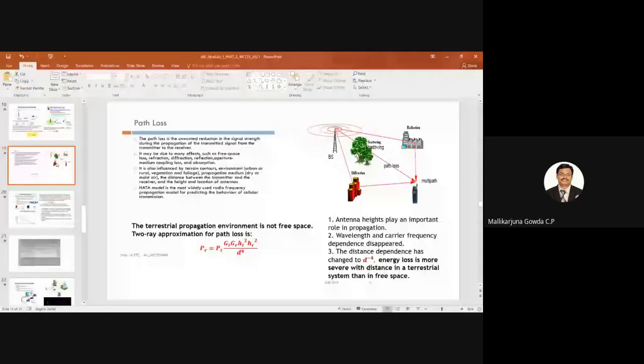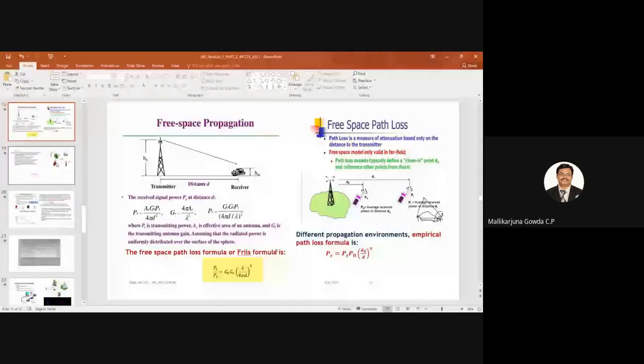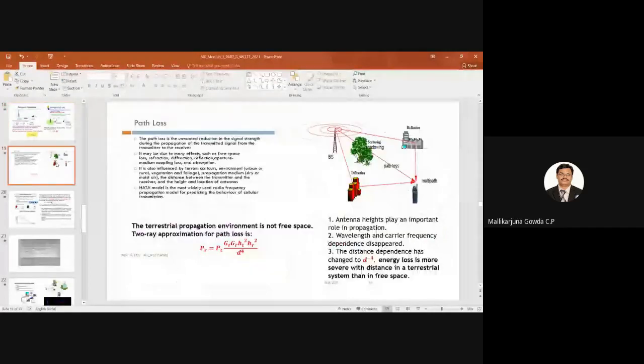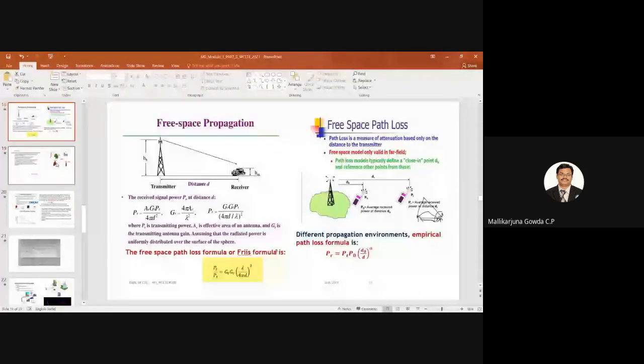One is the Friis formula. Here there is the expression for path loss for free space, and the second one I said about is the two-ray approximation model. That is for terrestrial propagation, which is actually not free space. And the third thing is the empirical path loss formula. Empirical means by doing experimentation, they have arrived at this equation.